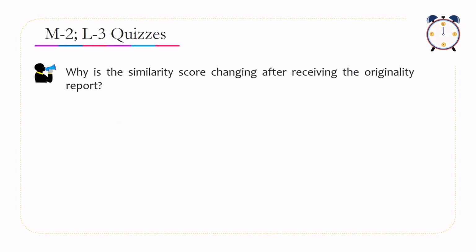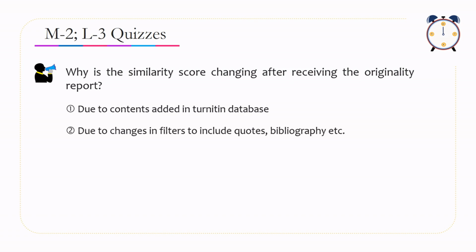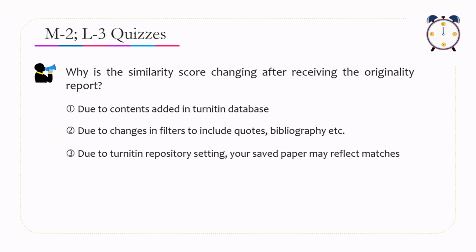Next question. Why is the similarity score changing after receiving the originality report? The options are 1. Due to contents added in the Turnitin database. 2. Due to changes in filters to include quotes, bibliography, etc. 3. Due to the Turnitin repository setting, your saved paper may reflect matches. 4. All of the above. Your time starts now. Which one is right? Option 4 is correct. All of these situations may affect your similarity.